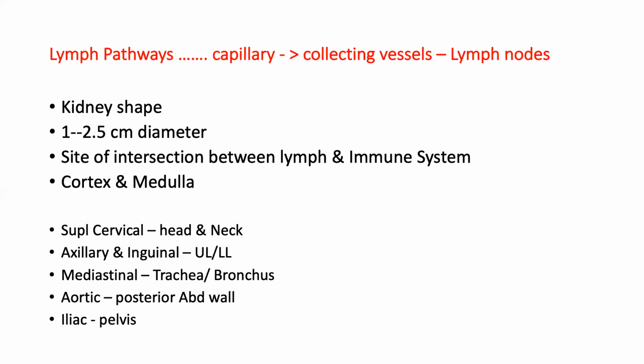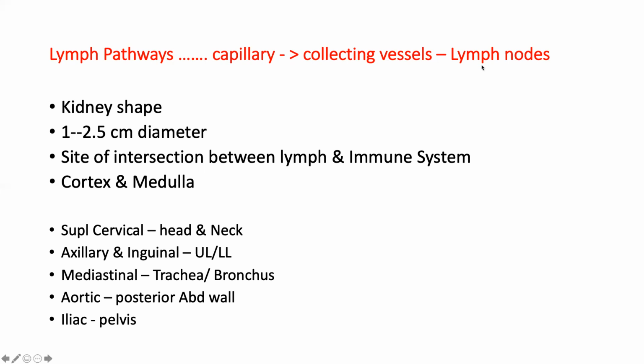So those collecting vessels entering into the lymph node will be called afferent, A-F-F-E-R-E-N-T, afferent vessels. And after going through the lymph nodes and coming out from the lymph node, these vessels will be called efferent lymphatic vessels.